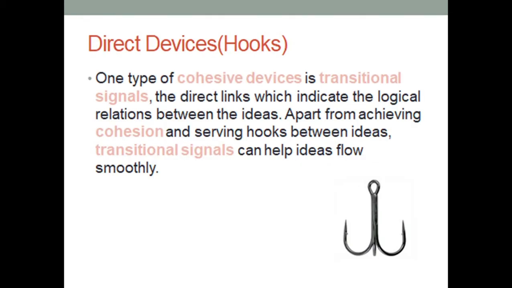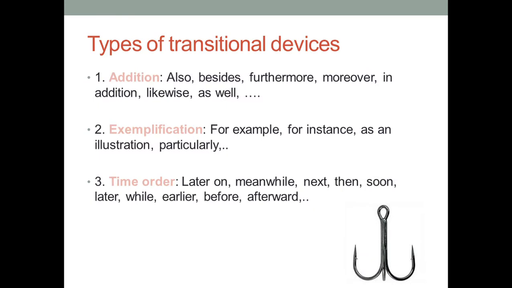Direct devices or hooks. One type of cohesive devices is transitional signals, the direct links which indicate the logical relations between the ideas. Apart from achieving cohesion and serving as hooks between ideas, transitional signals can help ideas flow smoothly. Let's now revise what these transitional hooks are that help paragraphs connect together.